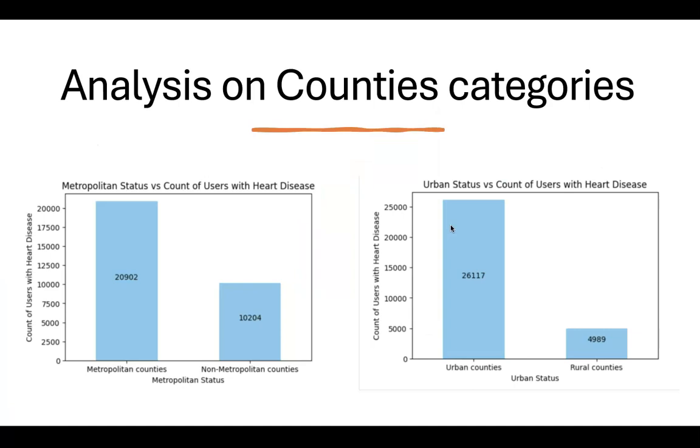And we have analyzed county categories. So for metropolitan states, metropolitan counties have more users with heart disease, and in urban states, urban counties have more users with heart disease.